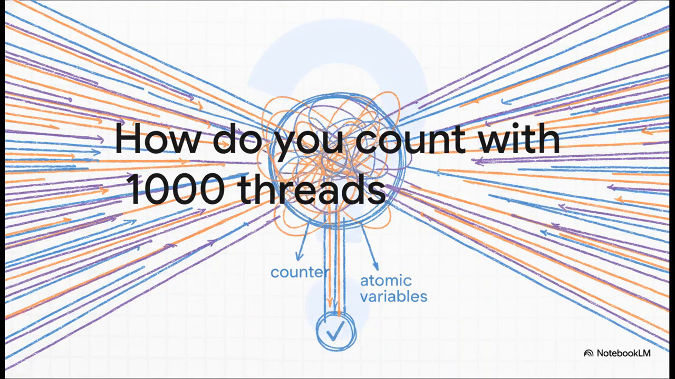Just think about that for a second. You've got 1,000 threads all hammering away at the same single number, trying to increment it. I mean, without the right kind of protection, you are walking straight into a classic race condition. The final count, it's going to be a total mess. And this right here is the exact problem that atomic variables were built to solve. And they do it with some serious elegance and efficiency.